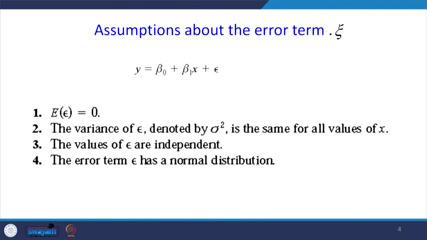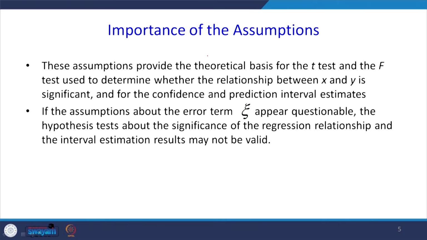Assumptions about the error term, that is epsilon. We know that y equals beta 0 plus beta 1 x plus error term. What are the assumptions about this error term? Number 1, the expected value of error is 0. The variance of the error term, denoted by sigma square, is the same for all values of x. The values of error are independent. The error term epsilon has a normal distribution. We will check these assumptions by drawing various residual plots in this lecture.